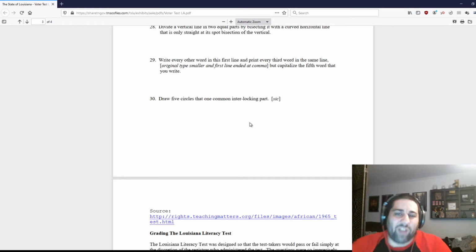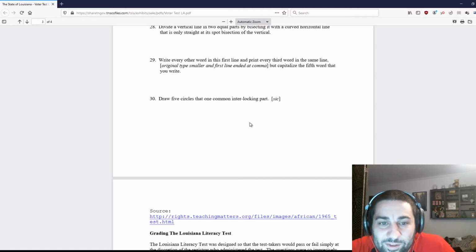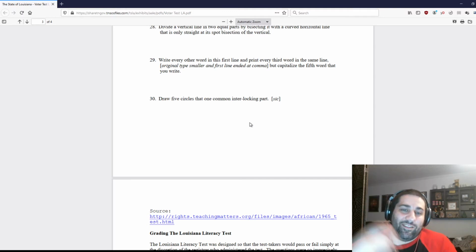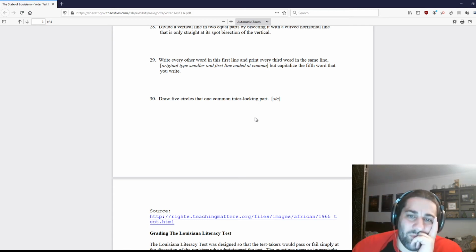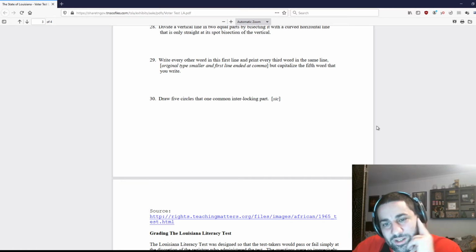What? Draw 5 circles that... Listen, they left out a word here. This isn't fair. I almost feel like they don't want me to vote. Draw 5 circles that one common interlocking part. So I guess I draw one circle here and then 4 that are on the outside that all interlock, connect to it. It's like a Venn diagram with 4 exterior circles.